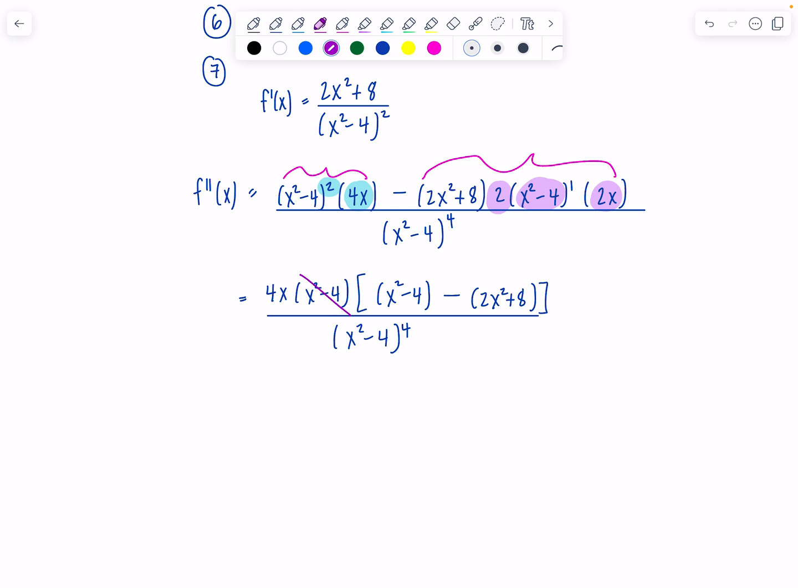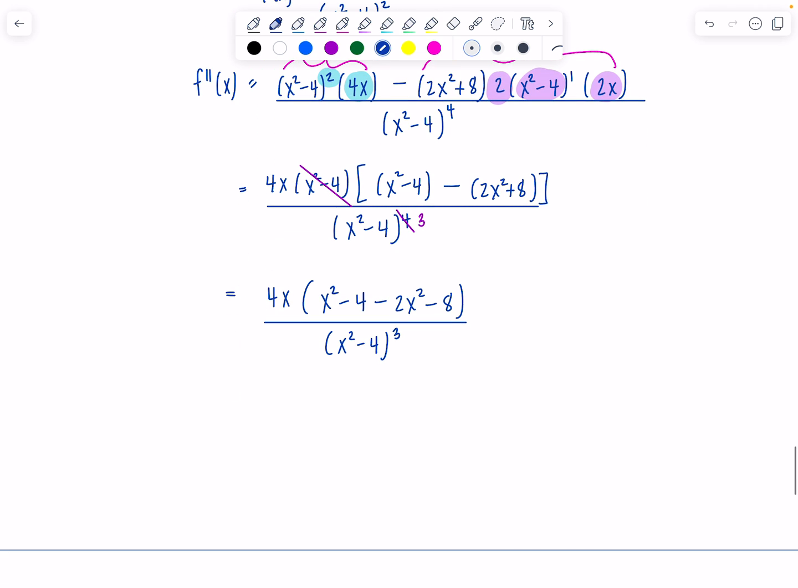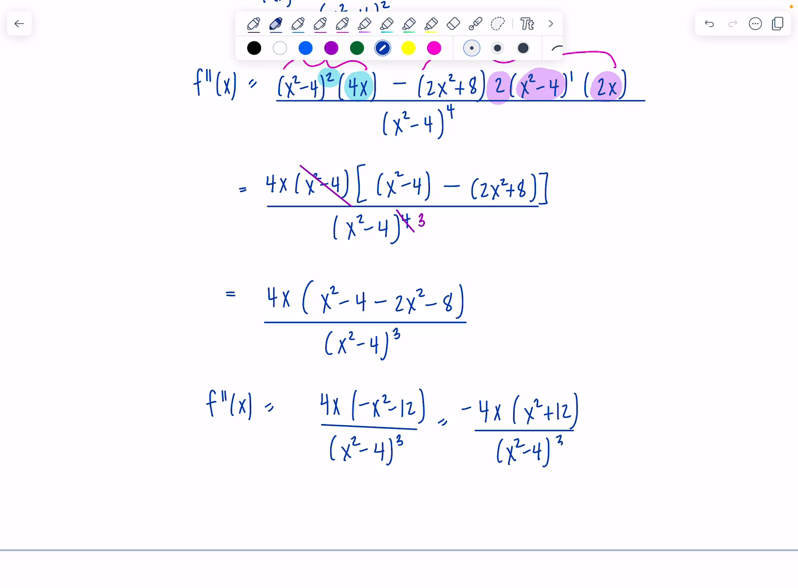Fabulous. I can cancel now. Hooray. And then I only have 3 of these in the denominator. So then this becomes 4x times x squared minus 4 minus 2x squared minus 8 over x squared minus 4 cubed. And then at long last, f double prime of x is 4x times negative x squared minus 12. You know what, guys? No, we can't leave it like that. It looks so ugly with that minus smushed inside. Factor the negative out and write it as negative 4x times x squared plus 12, over x squared minus 4 cubed. That's much better.